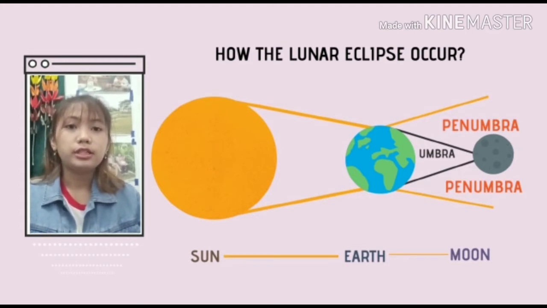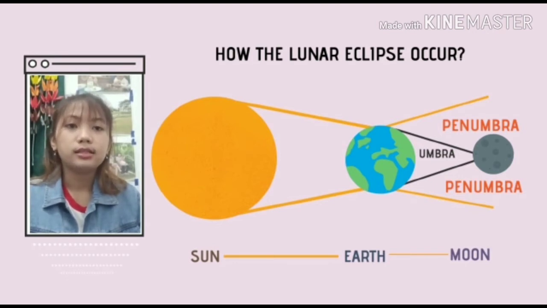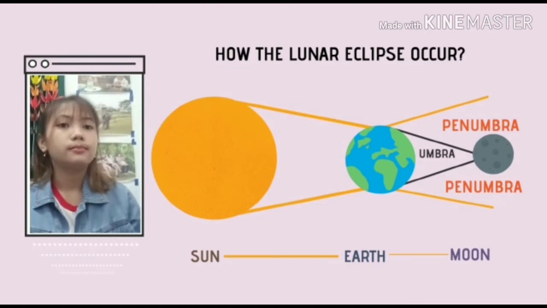In a total lunar eclipse, the moon can turn red. Why? It's because the Earth's atmosphere only lets red light reach the moon. Unlike the solar eclipse, the moon eclipse can be seen by our naked eyes. It is not as dangerous as the solar eclipse.